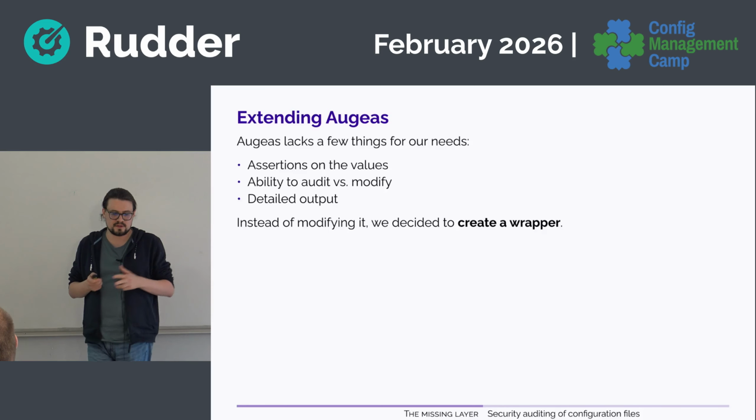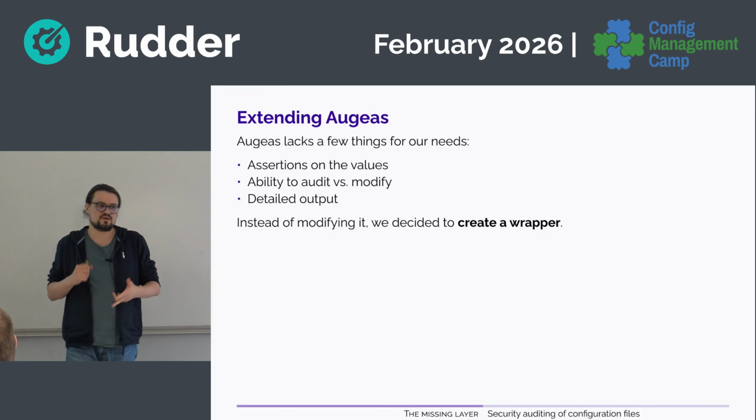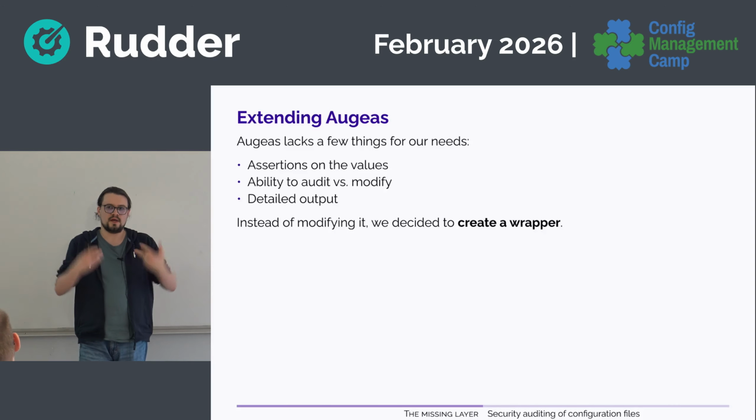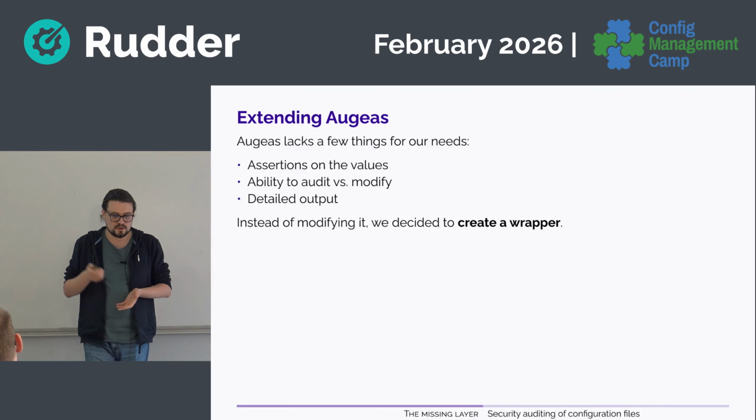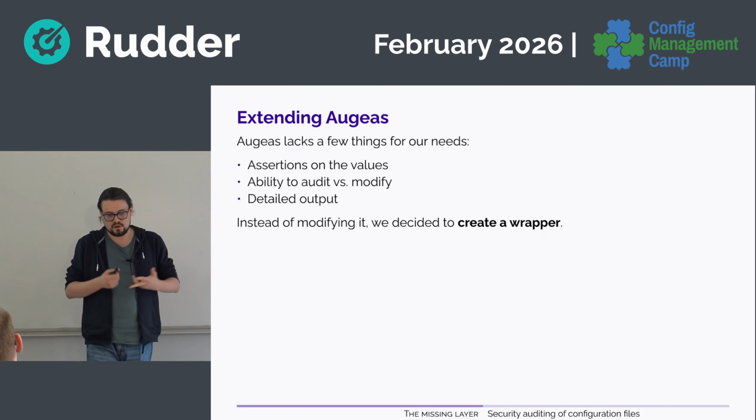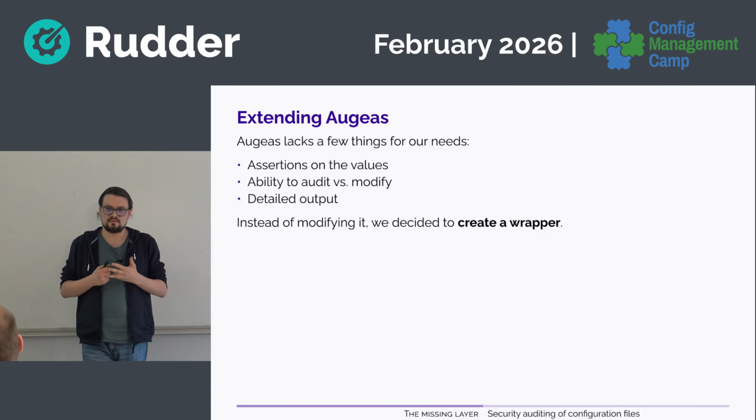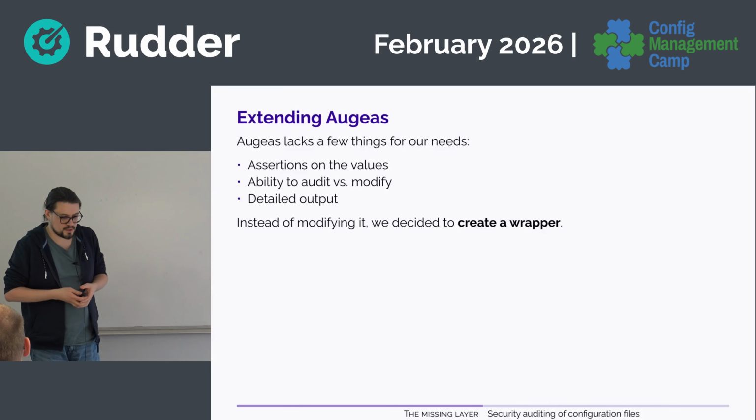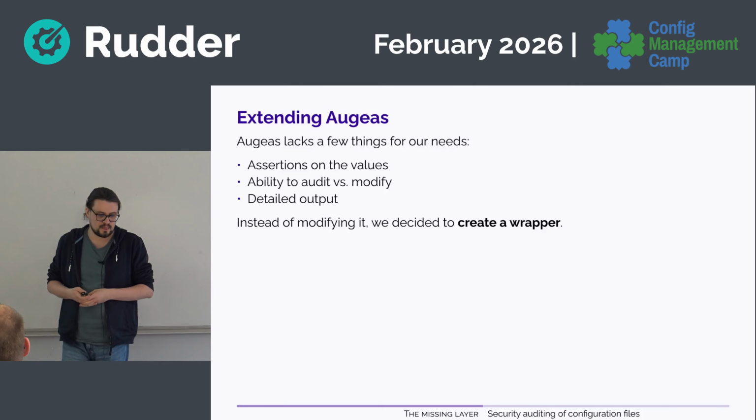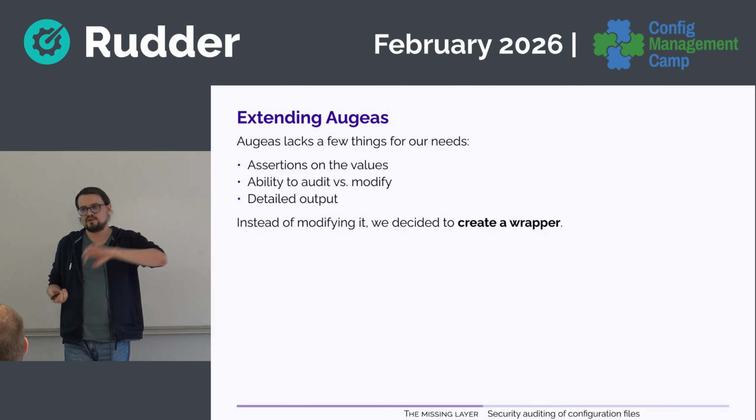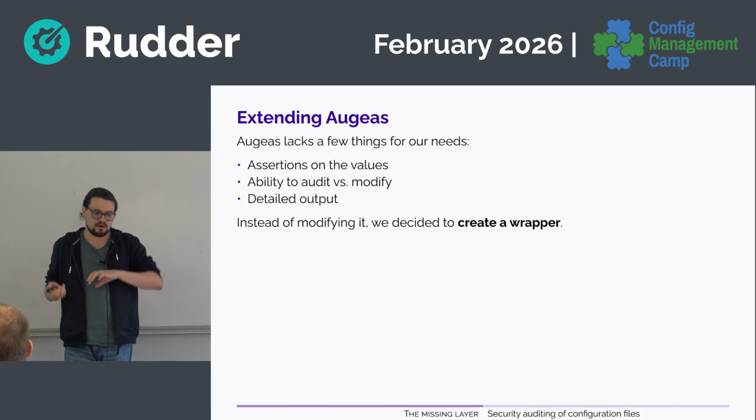We have basically three things we need to do. We need to have assertions, because Augeas only edits things, but we also need to check for some properties on the values. We want the ability to do a pure audit mode, and also we want more detailed output, because Augeas doesn't really say much about what it does. But instead of modifying Augeas, which would be hard, and we don't really want to, we decided to create a wrapper.